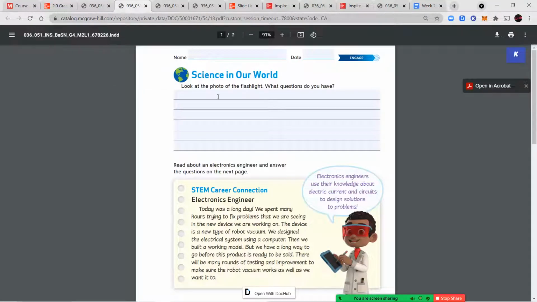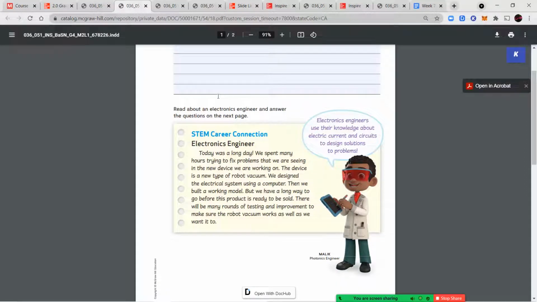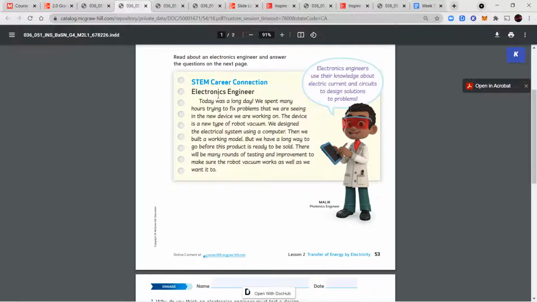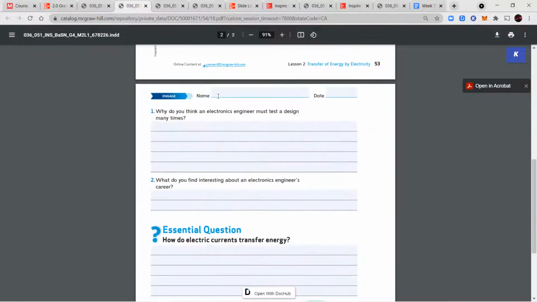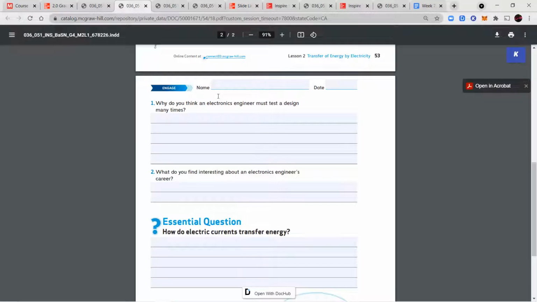Once you've written down your questions, we can read about our STEM career connection, about the electronics engineer. So physicists and other scientists always ask questions and come up with experiments to learn how the world around them works. Engineers find solutions to specific real-world problems. So once you've completed reading this section, go ahead and answer the questions on the following page.